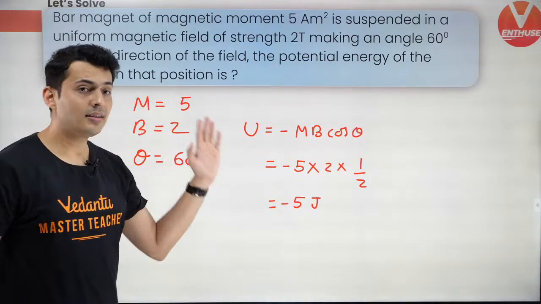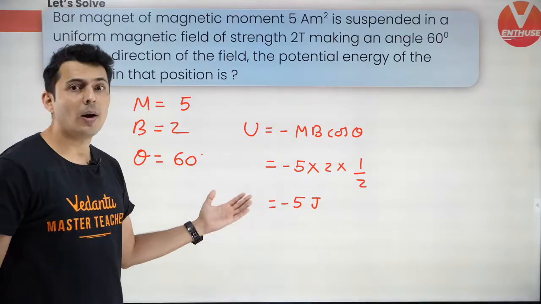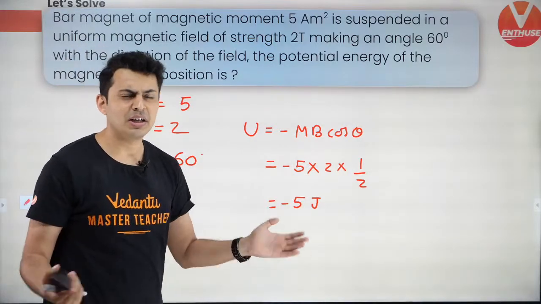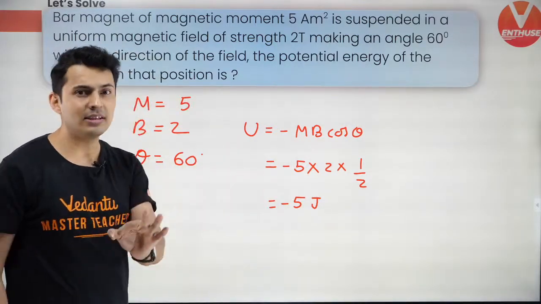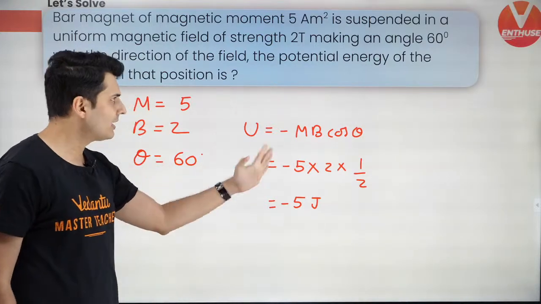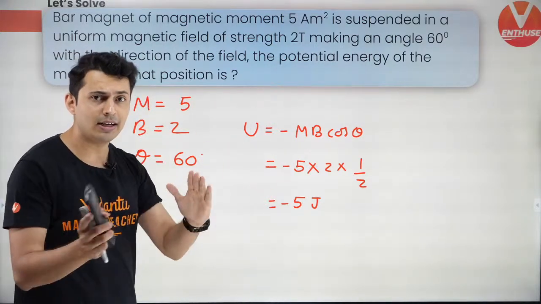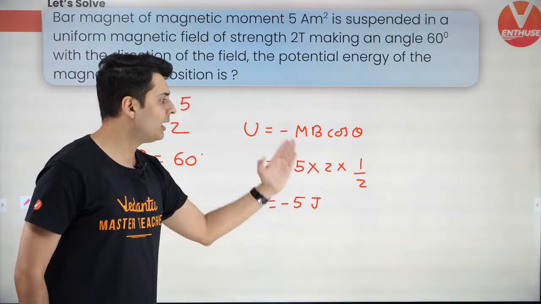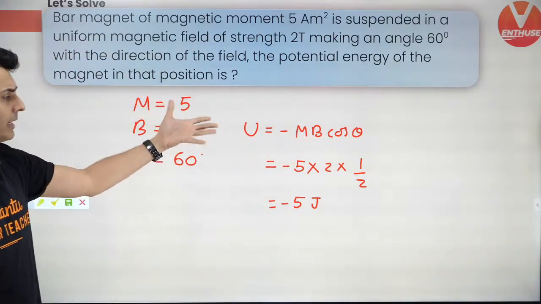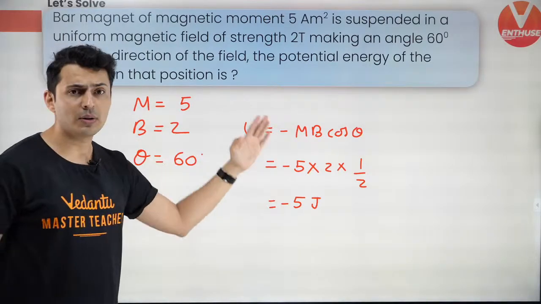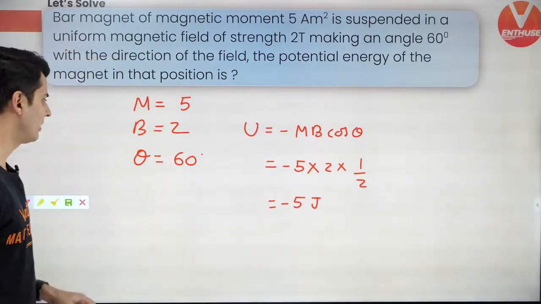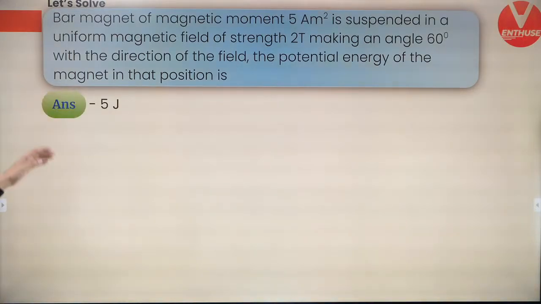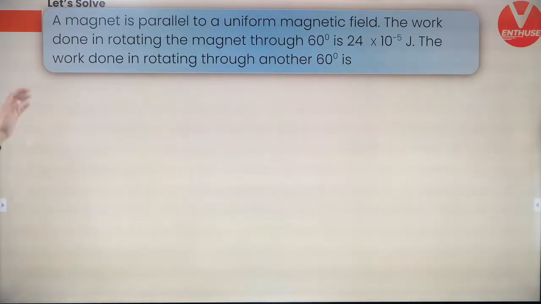So guys, this chapter, many people keep it as an option, thinking that it's very difficult, it's confusing. But trust me, you have seen it today. If you study it properly, the way I have told you, nobody can stop you from scoring all the marks that you can score in the examination. Whatever question comes in the examination, you will be able to get it. Don't worry. Next question. So the answer is minus 5 joules.